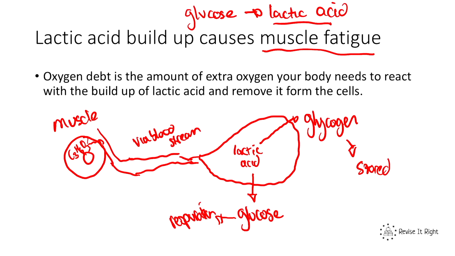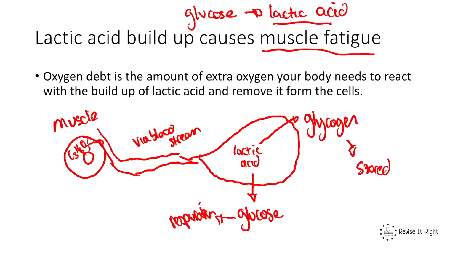Okay, so just to quickly summarise, that lactic acid that is produced from anaerobic respiration travels to the liver via the bloodstream, and it is either converted into glucose to be used in respiration, and remember that's combined with oxygen, or it's converted to glycogen to be stored for a later use.